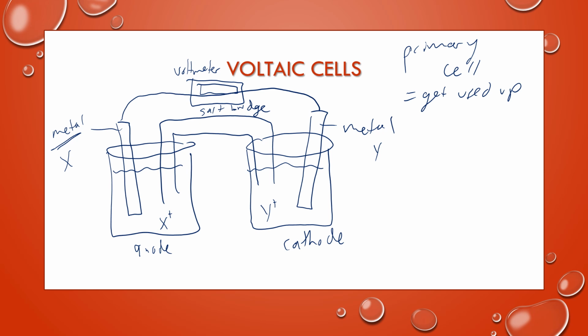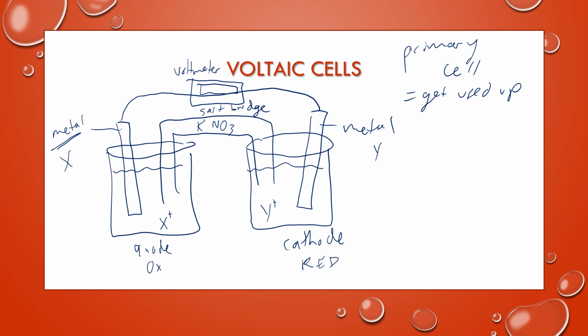Then you're going to make sure your salt bridge has salt in it. A lot of times we'll use some kind of alkali metal salt. You could use something like potassium nitrate, which is a common one. The reason for that is because the anode is where oxidation happens. The cathode is where reduction happens.